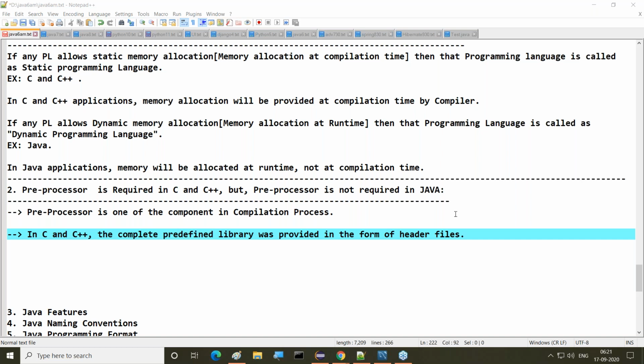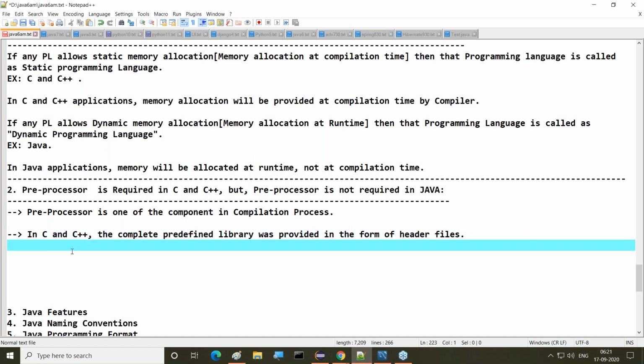So in C and C++, the complete predefined library was provided in the form of header files. Okay, good. Even if you don't know that, just try to understand it. What are header files? Simple. They are like normal text files, where some content is available that is predefined, provided by C and C++ vendors. That's it. Not more than that.